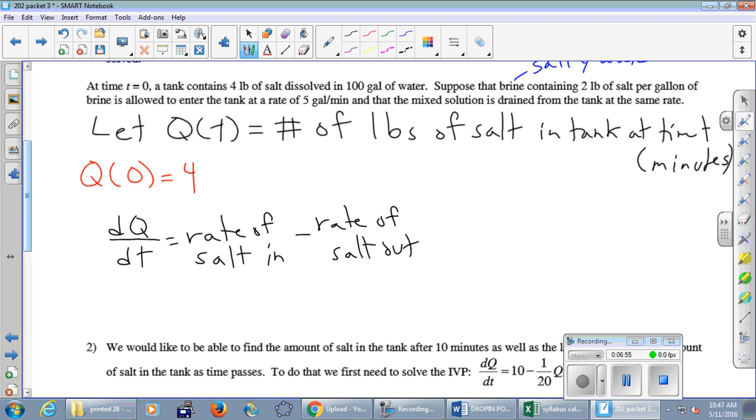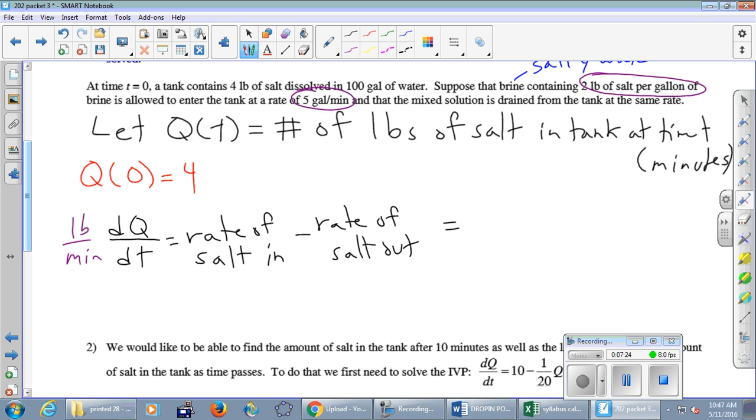Okay, so let's start replacing some things. Rate at which the salt comes in. Well, I'm given 2 pieces of information about stuff coming in. I've got 2 pounds of salt per gallon entering at 5 gallons per minute. What I'm interested in, what are the units for dQ/dt? That's going to be pounds per minute, right? Just copying the units for Q and the units for T in that order. So I'm after some number of pounds per minute.